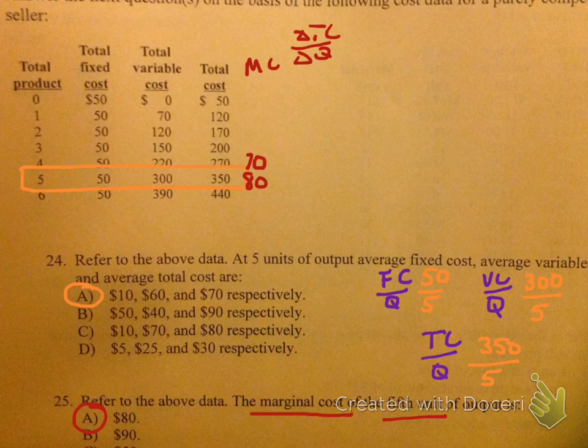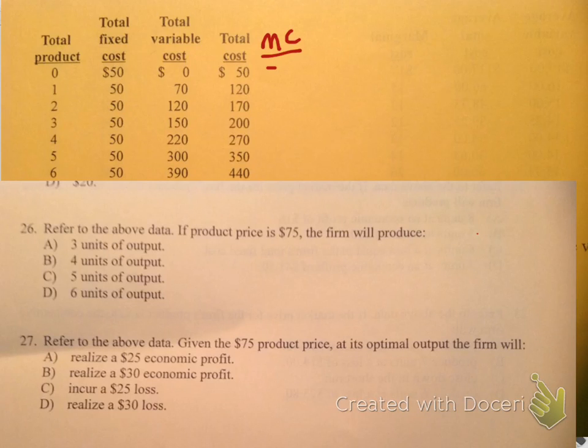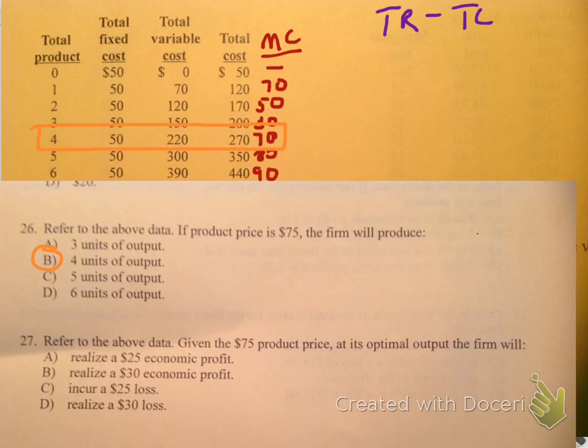Because I look at my change in total cost from 4 to 5, so it was $350 minus $270, which is $80. Now with number 26, we're back doing our profit maximizing again. So I figure out all of my marginal costs, and then I figure out where my marginal revenue is closest to equaling my marginal cost. I get a quantity of 4 units.